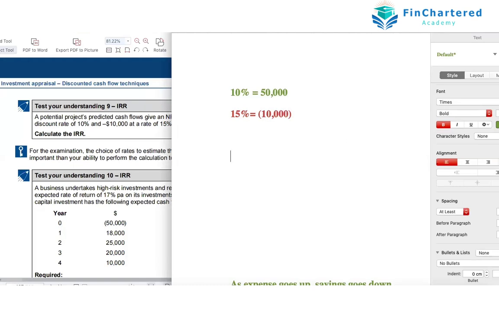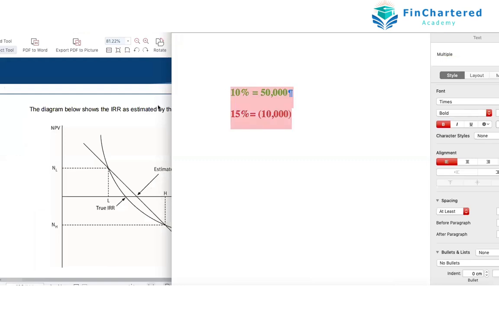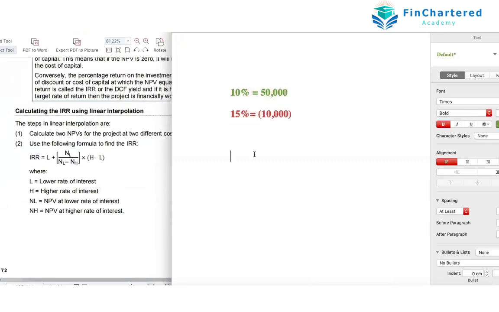One option is to individually calculate how much is the NPV for 11%. How much is the NPV for 12%? How much is the NPV for 13%, 14%? Or I can simply substitute this information into this formula where L is the lower interest rate. Here, L is 10%. H is the higher interest rate. Here, H is 15%. NL is the NPV for the lower interest rate, which is in this case 50,000. NH is the NPV for the higher interest rate, that is for 15%. So NH is in this case negative 10,000.